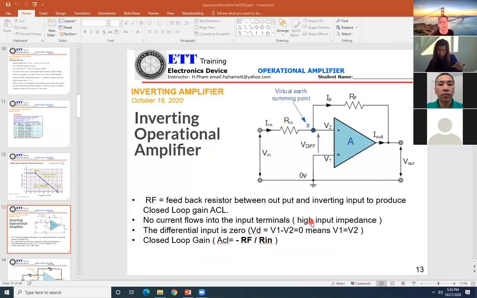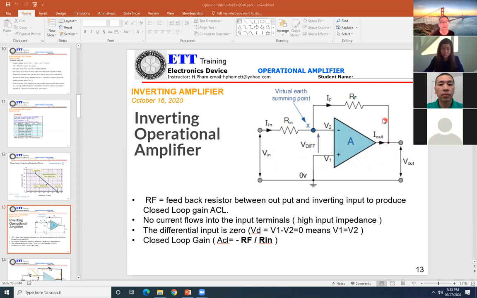Okay, and this is an inverting amplifier. First thing, the input will be applied to the negative terminal. And the output of the op-amp here, we already know, will be inverted relative to the input. Input and output will be 180 degrees out of phase. That means they are opposite.